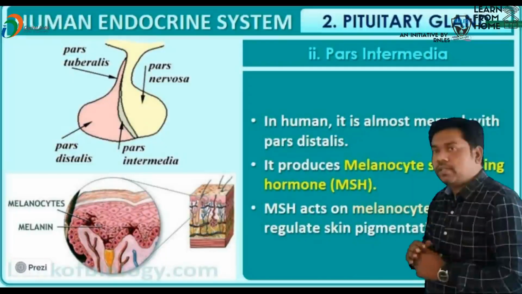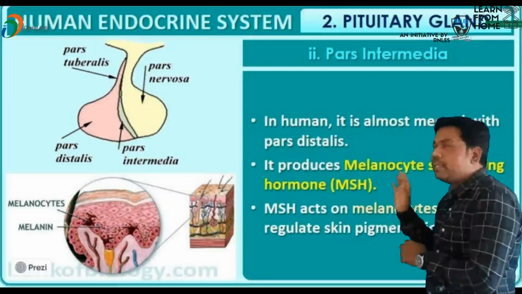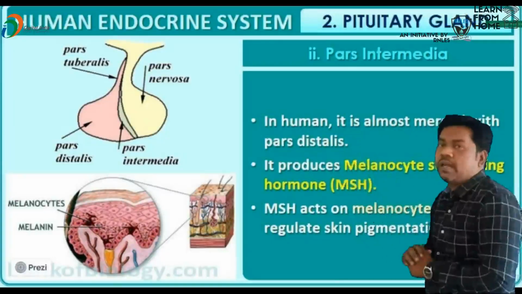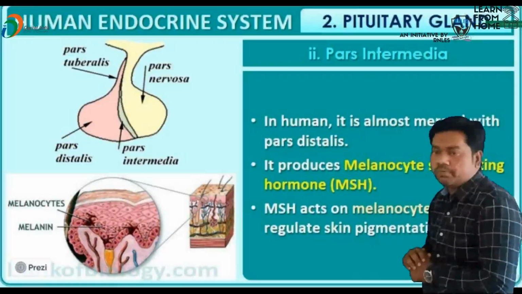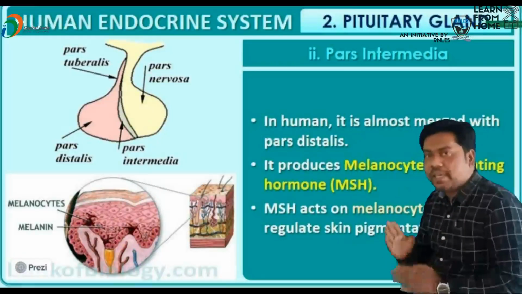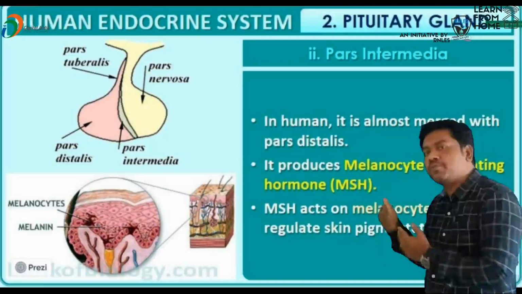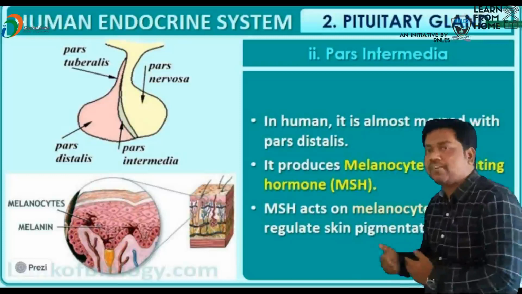Actually in human beings, this pars intermedia, the middle lobe, merges with the anterior pituitary lobe. So due to that reason, anatomically the pituitary gland has how many portions, beta? Two portions, two lobes, anterior pituitary and posterior pituitary. But functionally it has how many lobes, beta?